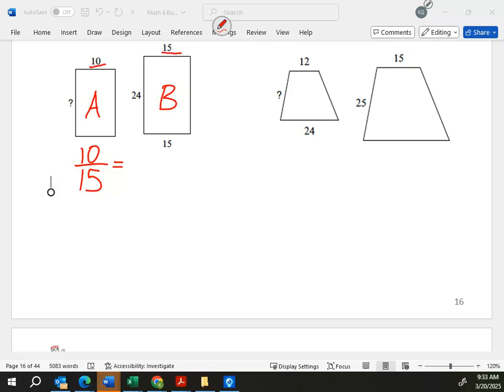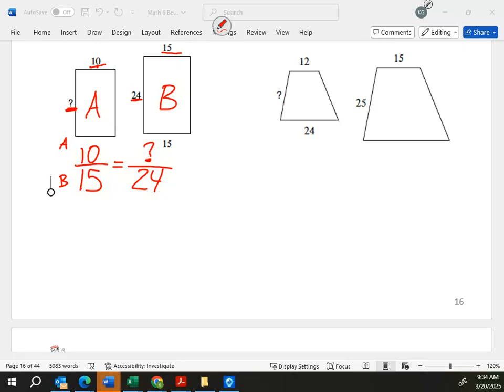So I did 10 over 15. I did short A over short B. So now I need to do the A or the B on top. This was A, this was B. So I need to do the A on top over here, which is our question mark, over that 24. So we've got it lined up now. We've got short A to long A, short B to long B.